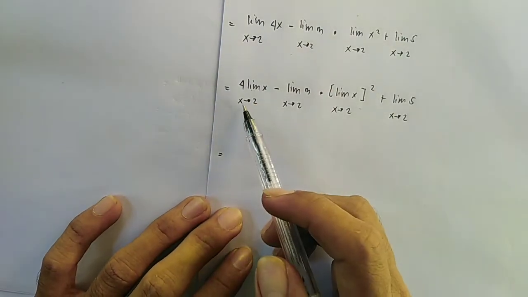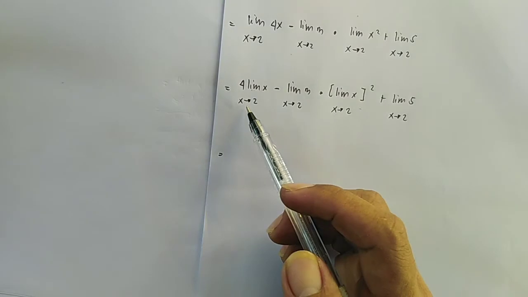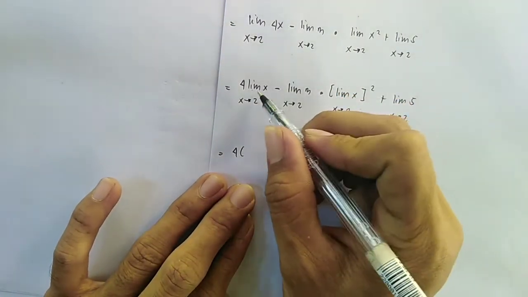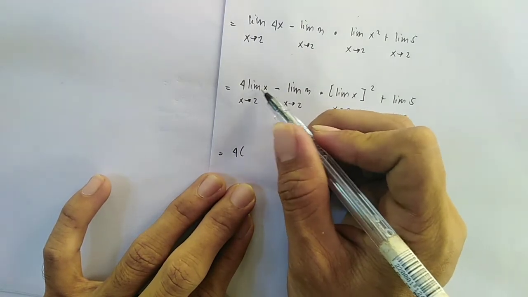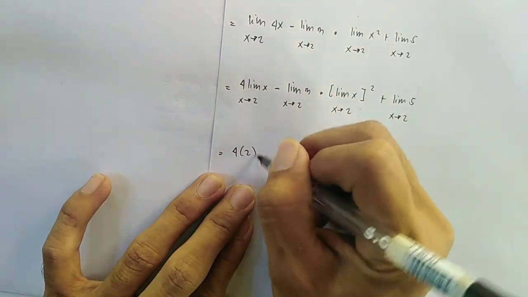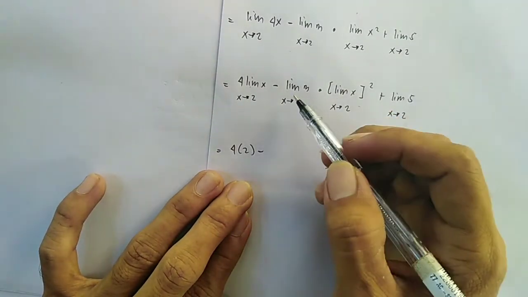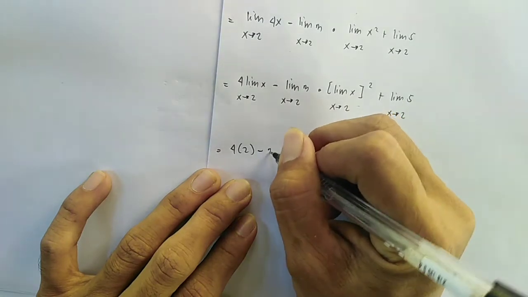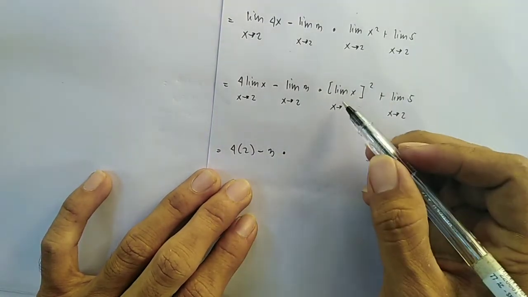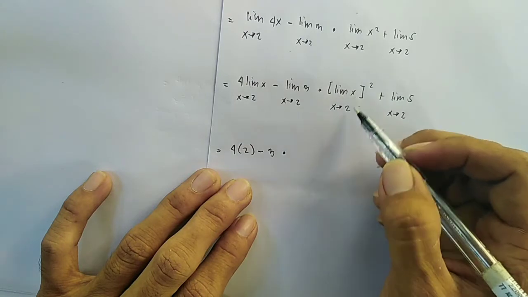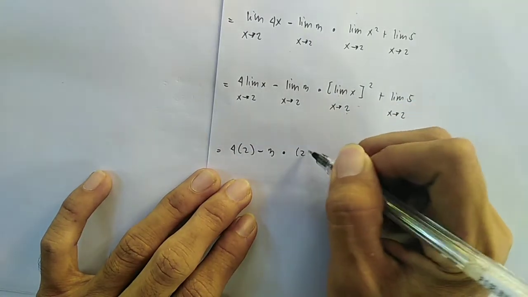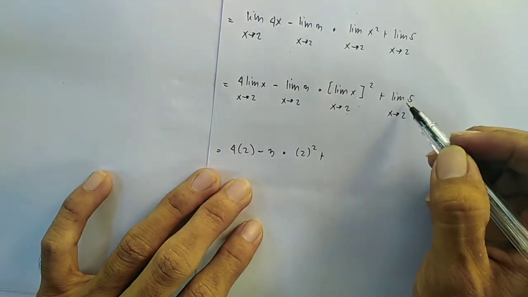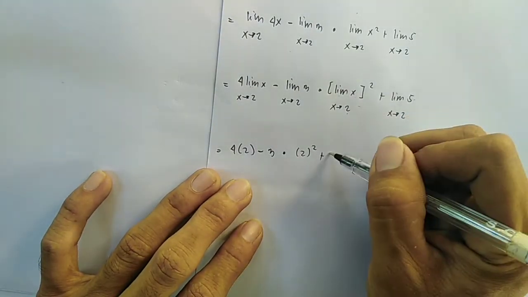So since x approaches 2, we can rewrite that as 4 times the limit of x as x approaches 2, minus the limit of 3. So the limit of x, we substitute with 2, minus the limit of 3. Again, the limit of any constant is still the constant, minus 3 times the limit of x. So substitute the limit of x with 2. So you can write 2, then we have squared here, plus the limit of the constant 5, again that is still the constant.